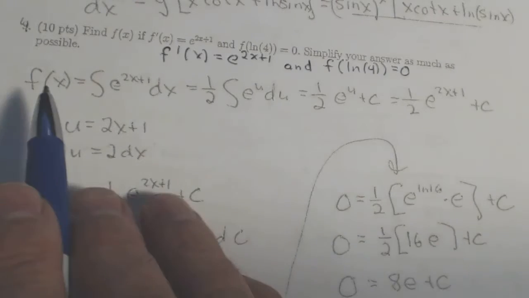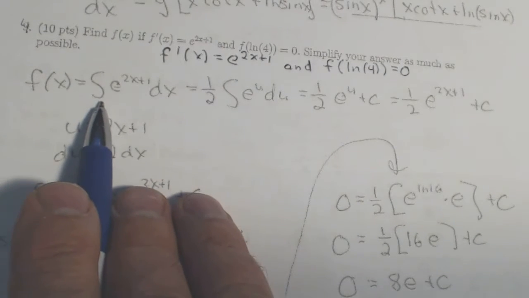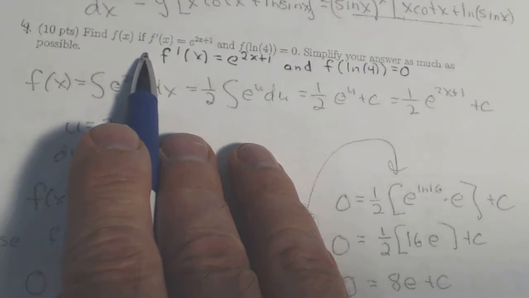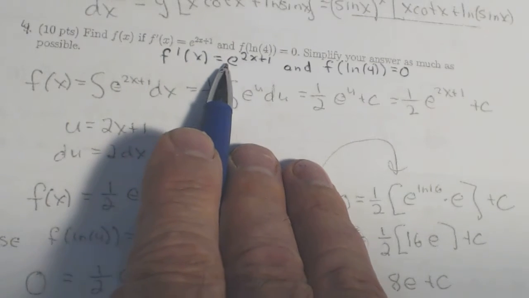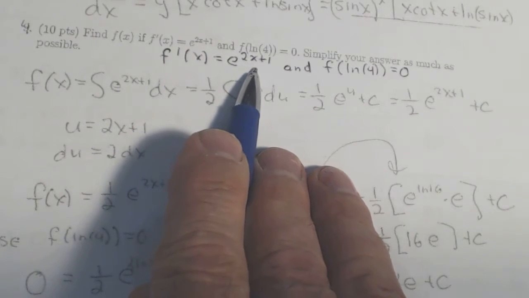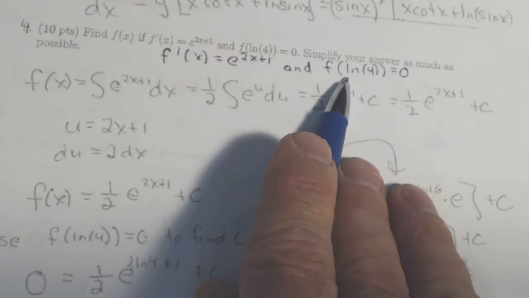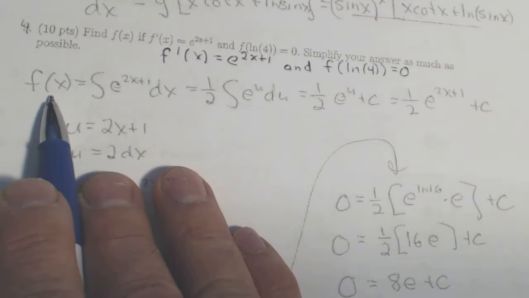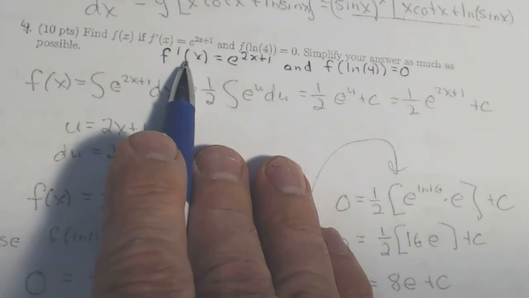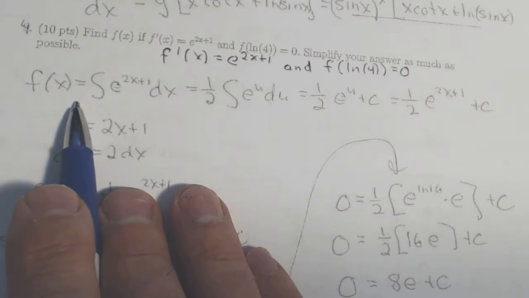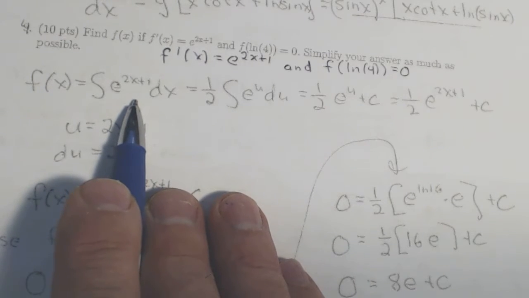Okay, so now on this one, what we had was f prime of x equaled e to the 2x plus 1, and we have a value of the original function. We're supposed to find the original function. So if you're at the first derivative, you'll integrate to get to the original function. We need to do that integral, and most of you did that pretty well.